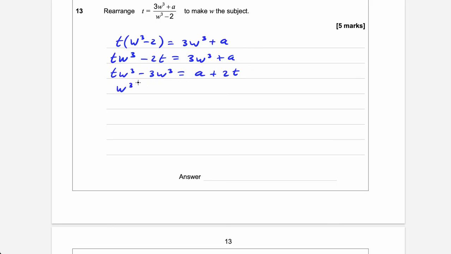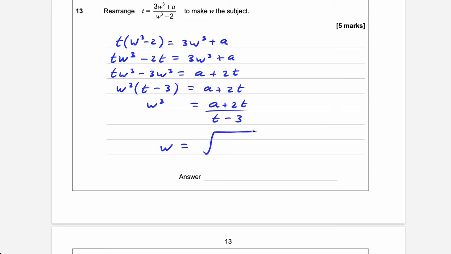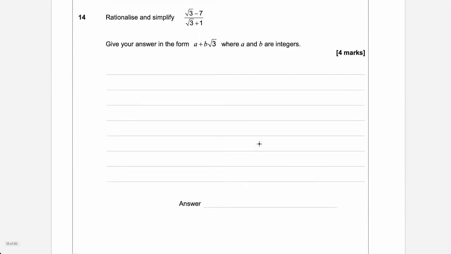Take out the w cubed. I get (t minus 3) w cubed equals a plus 2t. I was going to say finally, but not finally. I need to first divide by t minus 3, so it's a plus 2t divided by t minus 3. And then the final step is to get the cube root of this. So that's the cube root of (a plus 2t) over (t minus 3). And that's question 13. Question 14.